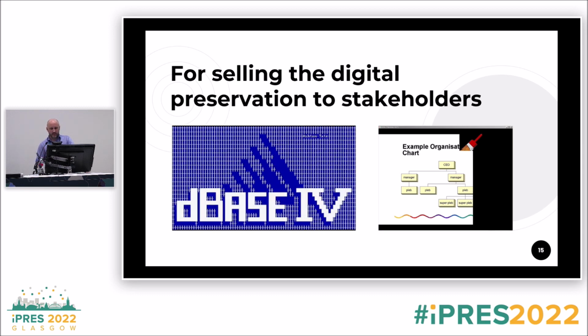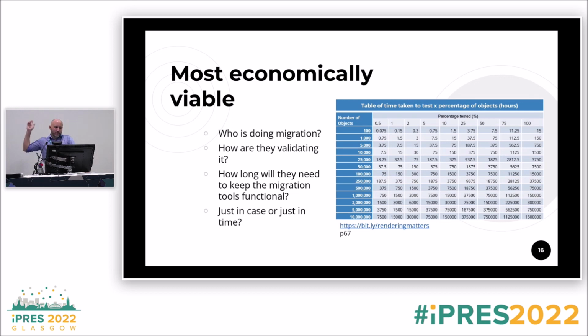This is probably the most controversial reason, but I would argue that it's the most economically viable option for long-term access to our content. I mean, who is actually doing migration? And if at scale that is, and if they are, how are they validating it? And then how long will they need to keep those migration tools around?